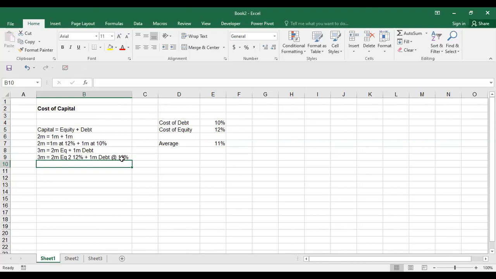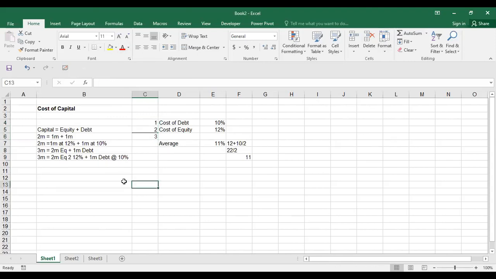So the 12% finance is more than the 10%. Now you cannot simply take an average of 12 plus 10, 22 divided by 2, 11. That is what I did before, but now I cannot do it because the ratio is not the same. Before the ratio was the same, 1 million, 1 million. Now your debt is 1 million, equity is 2 million, and your total capital is 3 million.